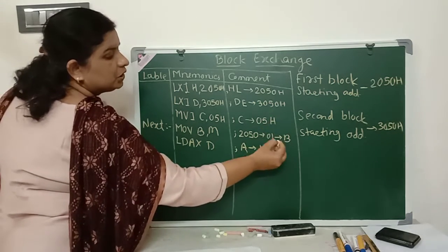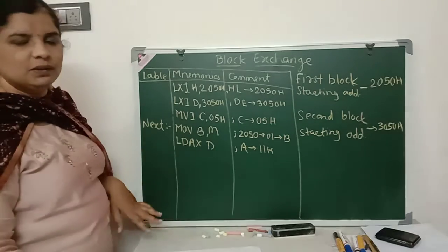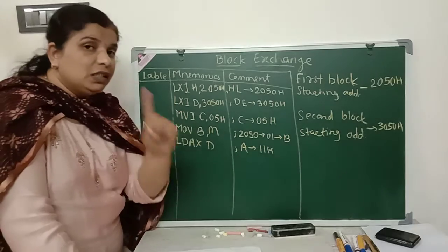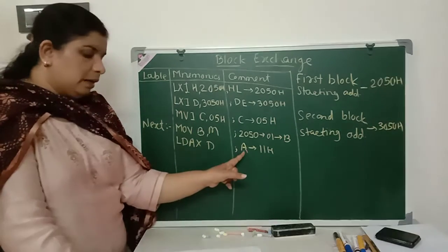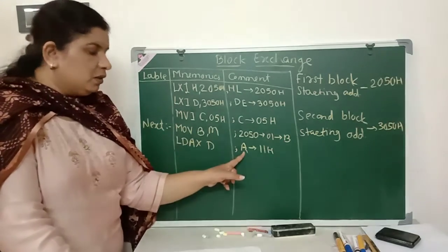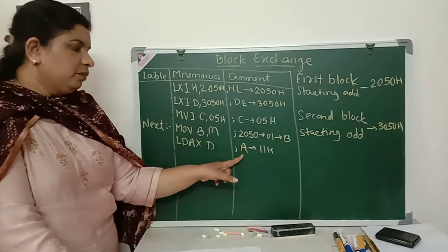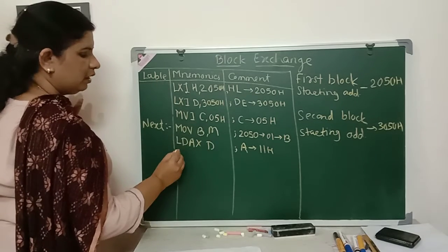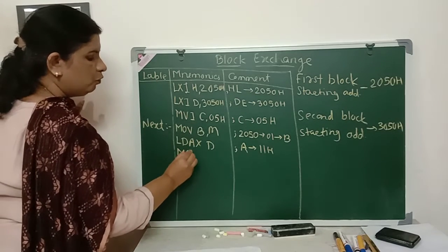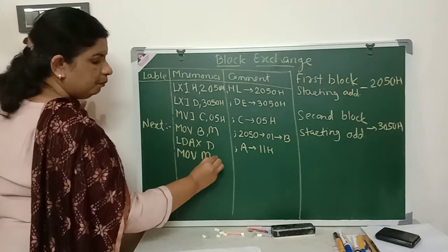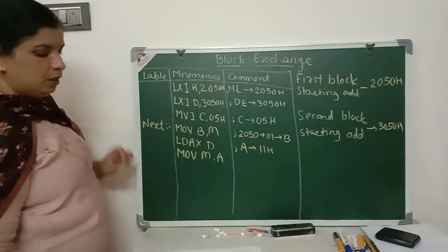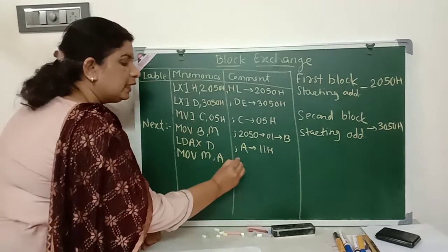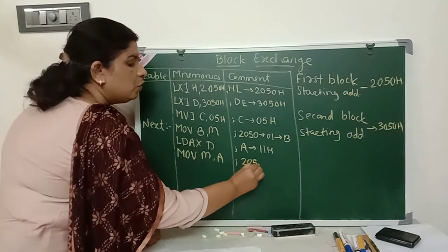Every time, don't forget to write H, because all these numbers are hex numbers. After this instruction, the first number from the second block will come into the accumulator. Now shift this number to this address. So what I will write here is MOV M comma A. And you know that M is the memory location 2050.